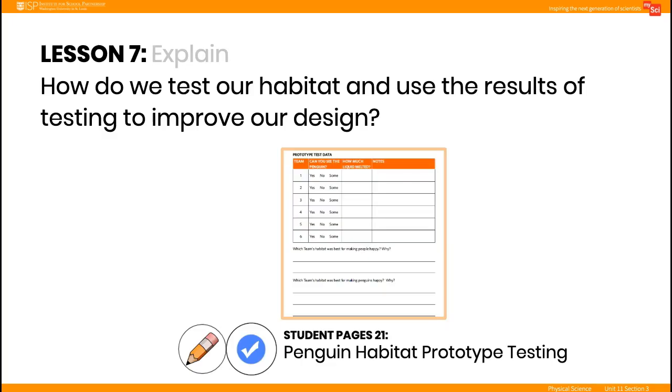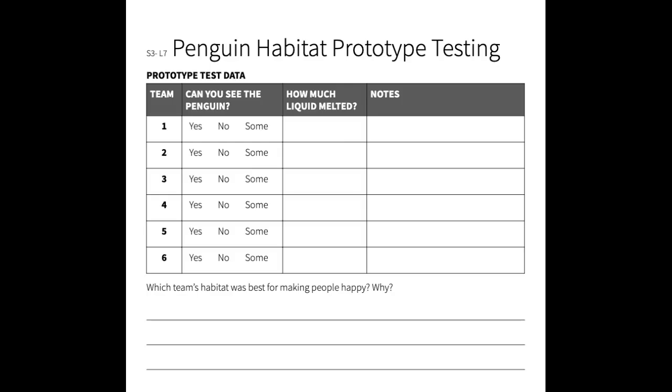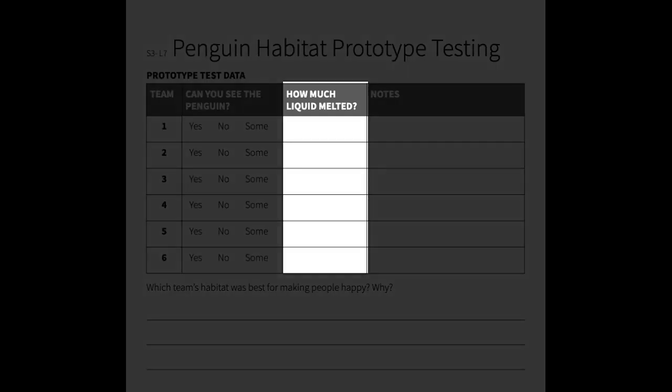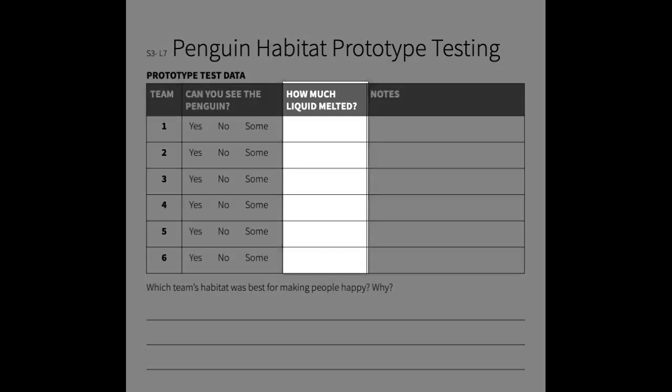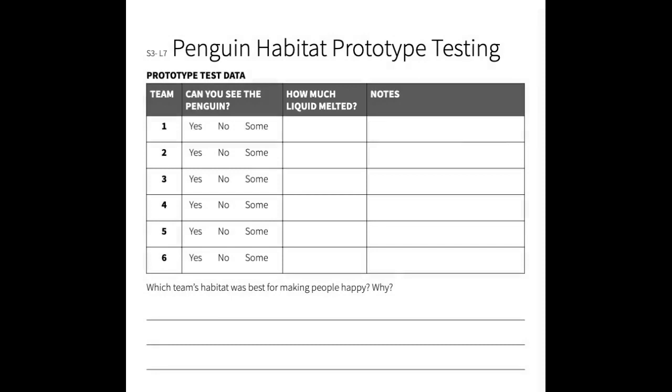In the Explain, quickly remove the habitats from the testing environment and remove any unmelted ice from the petri dishes. Then measure the amount of water remaining in each petri dish using the measuring cups or pipettes from Lesson 4. Record the data in this column on Student Journal page 21, Penguin Habitat Prototype Testing. Discuss the results using the data collected to compare how each habitat insulated the penguin ice cubes.